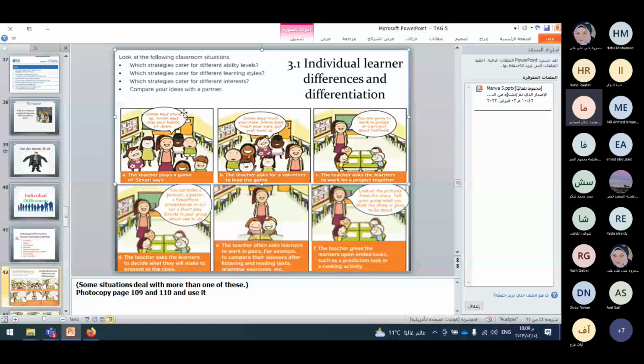Yes, it also caters for different learning styles, I think. Here, the teacher uses his voice, and he also uses movements. So it's suitable for visual, audio and linguistic learners. It's suitable for all learning styles, I think. Excellent, I'm with you, of course. Does it cater for different interests of students?